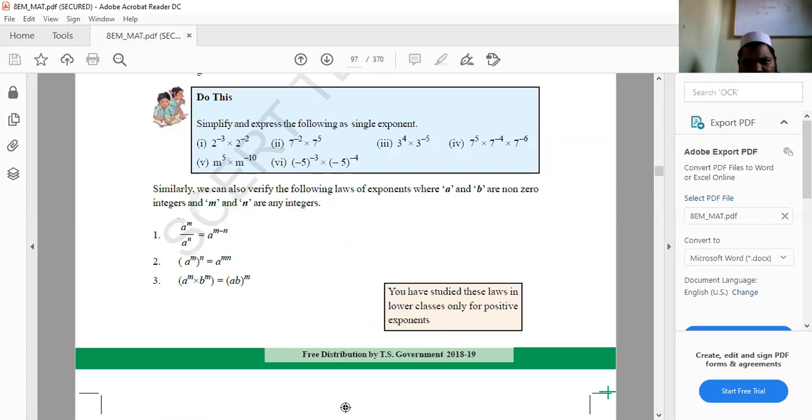They have given all the laws. a to the power m divided by a to the power n. Since here their bases are the same and they are in division, their exponents will be subtracted.